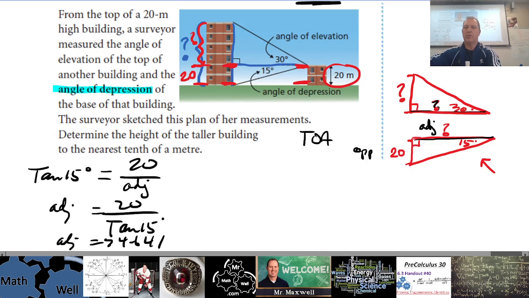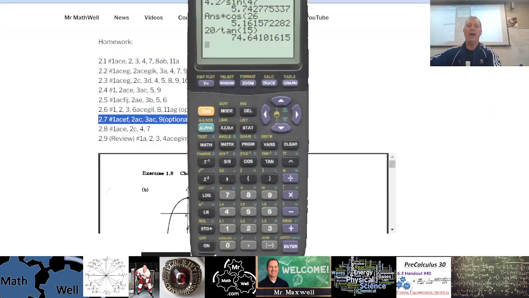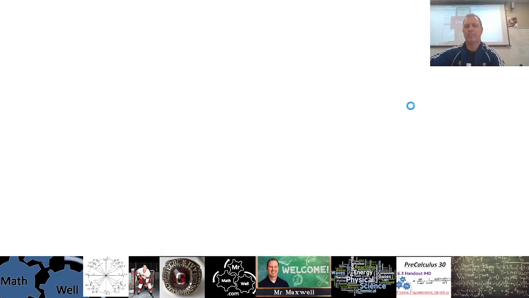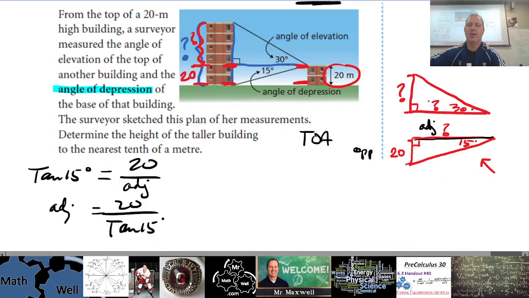So this little triangle. Oh, come on now. Unresponsive. It's dead. Oh, it's coming back to life. But it's not going to remember everything I did in the last little while. Okay. So, what was that number again? 74.64.